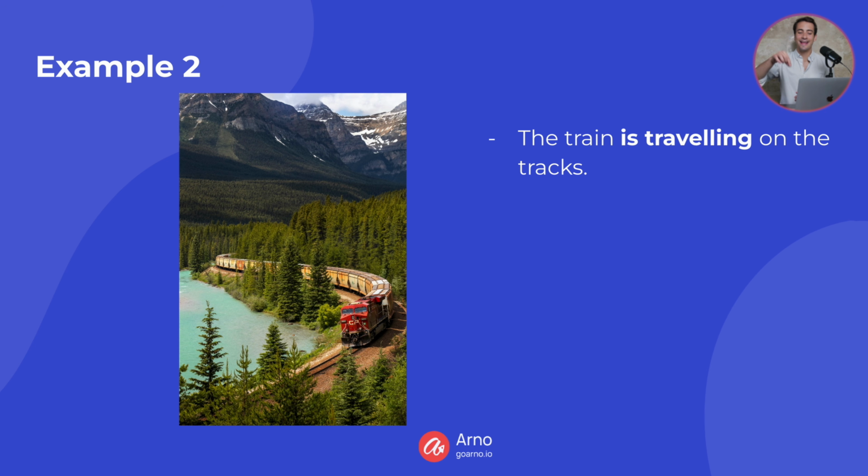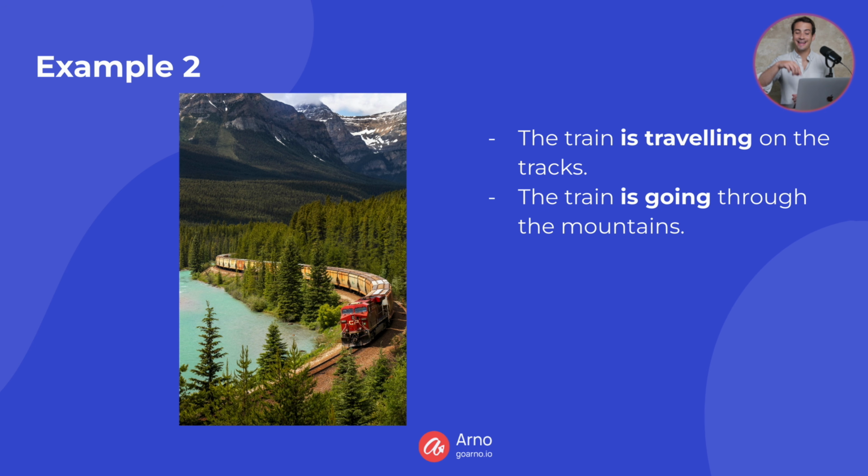The train is traveling on the tracks. The train is going through the mountains. The train is leaning to one side. So the point with this example is that even things that aren't people, in this case a train, can still be performing some action, and therefore we need the present continuous tense to properly describe that aspect of an image.